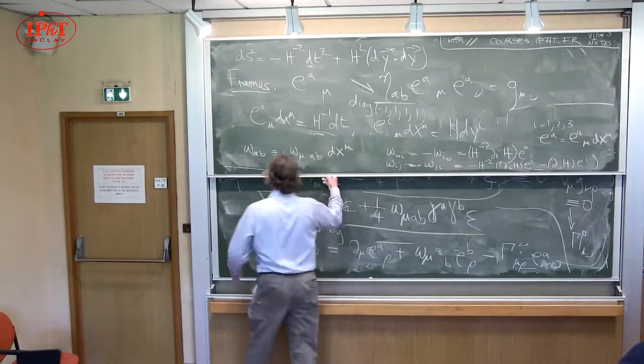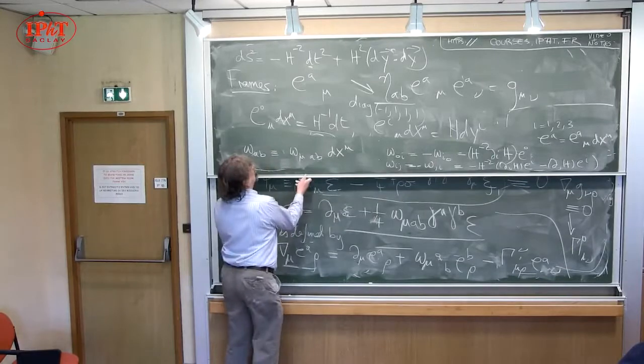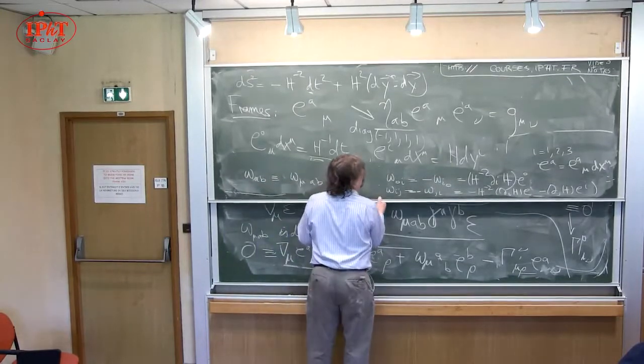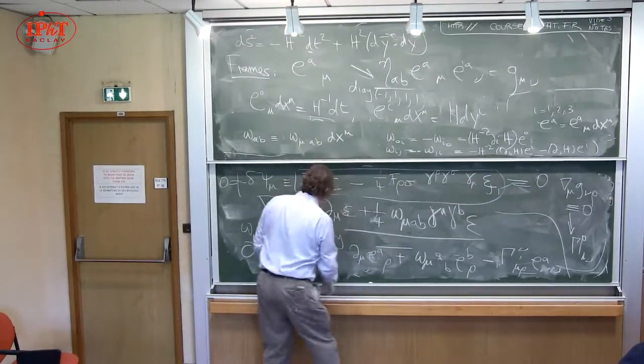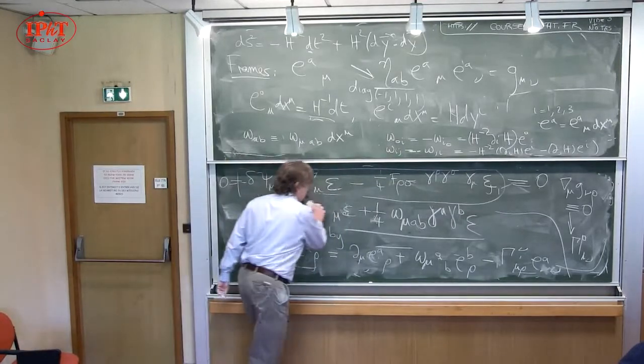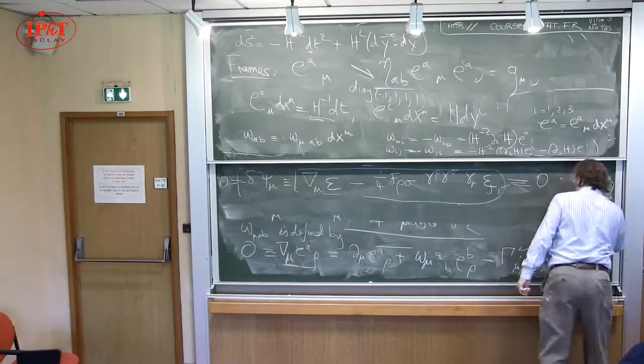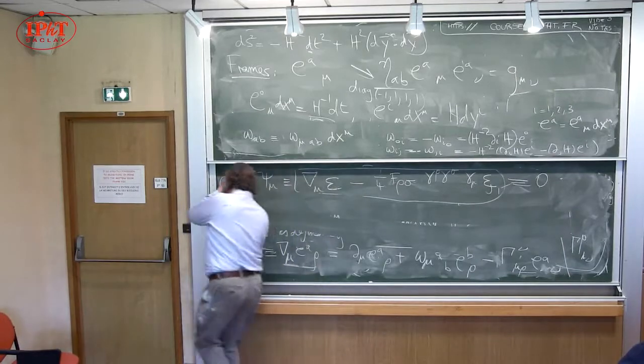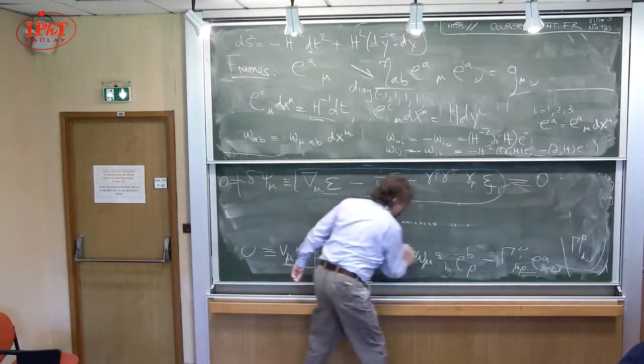Okay, so what are we going to do now? We're going to solve this equation. Put that board out of the way. Good. So I'm going to write. And it's easier if you turn everything into spinor indices.